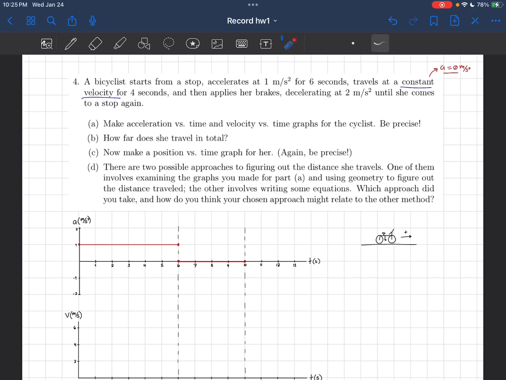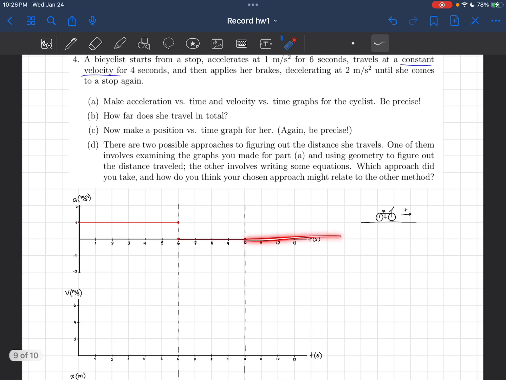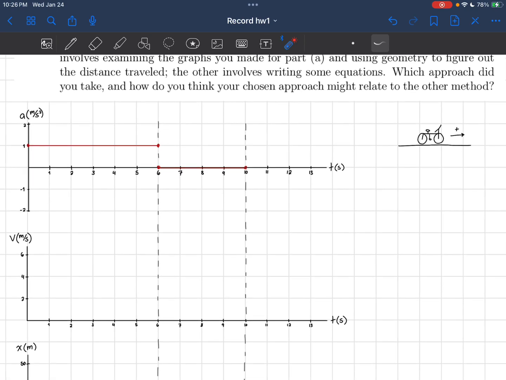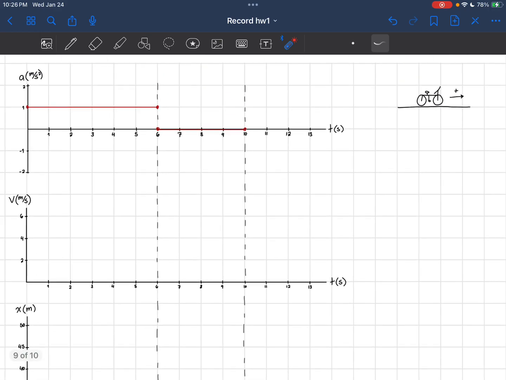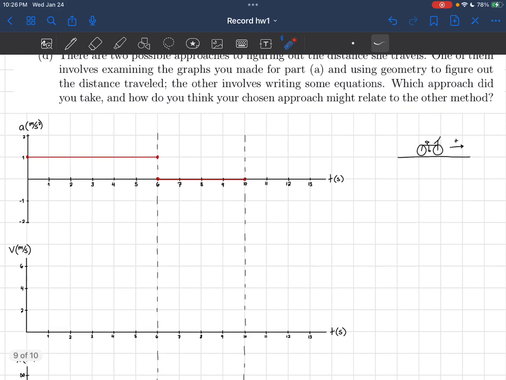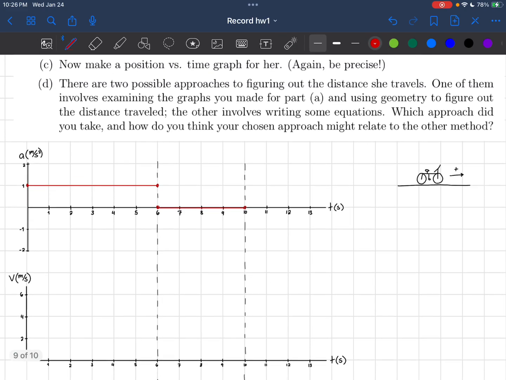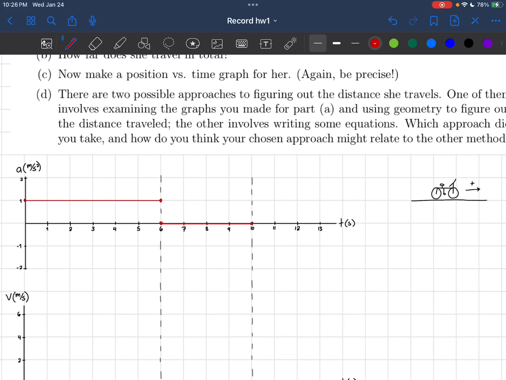Then, lastly, I decelerate at 2 meters per second squared until we come to rest again. Now, I don't know how long it's going to take the bicyclist to come to rest because I haven't done the rest of the problem. I don't know when the velocity is going to come back to rest. So for right now, I'm just going to draw an acceleration, just kind of leave an open-ended line.